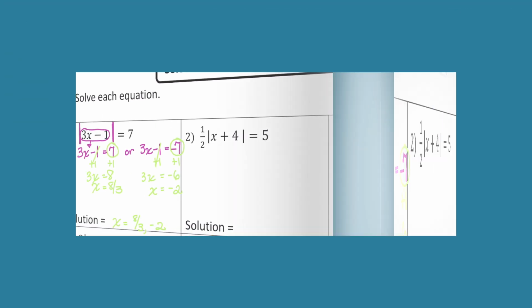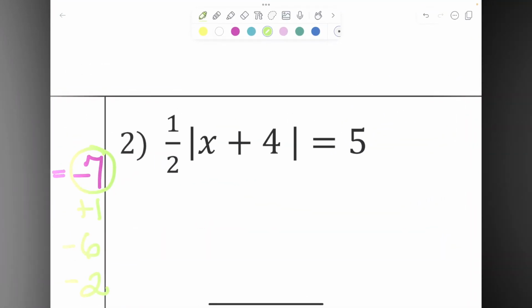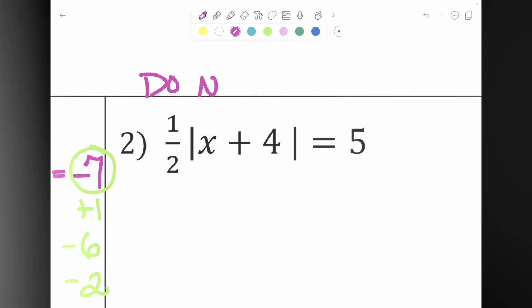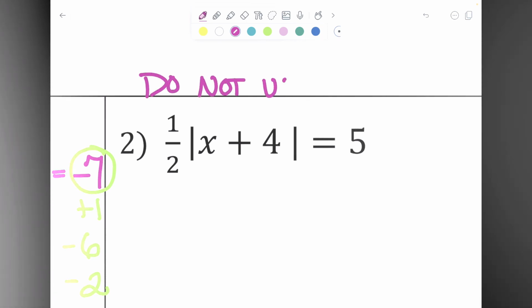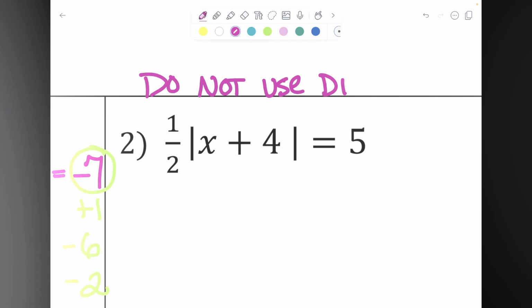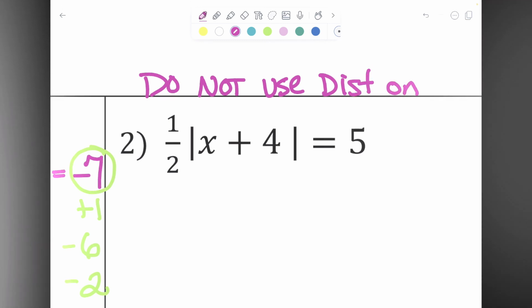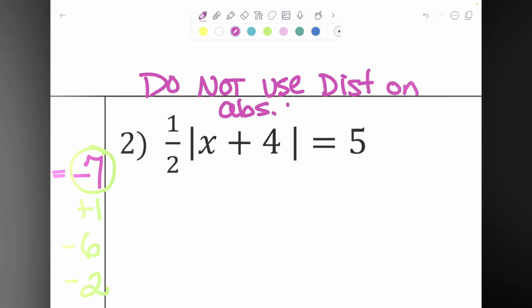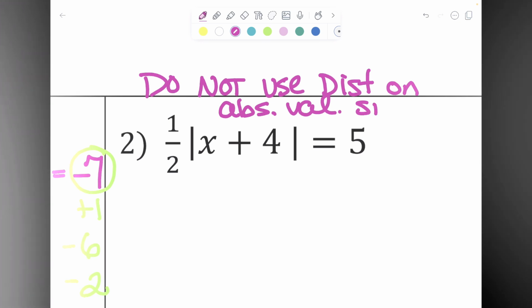This kind. Normally, you guys probably hop to saying, oh, let's do some distributive property. Well, I'm here to tell you that you are not. Do not use distributive property on absolute value signs.